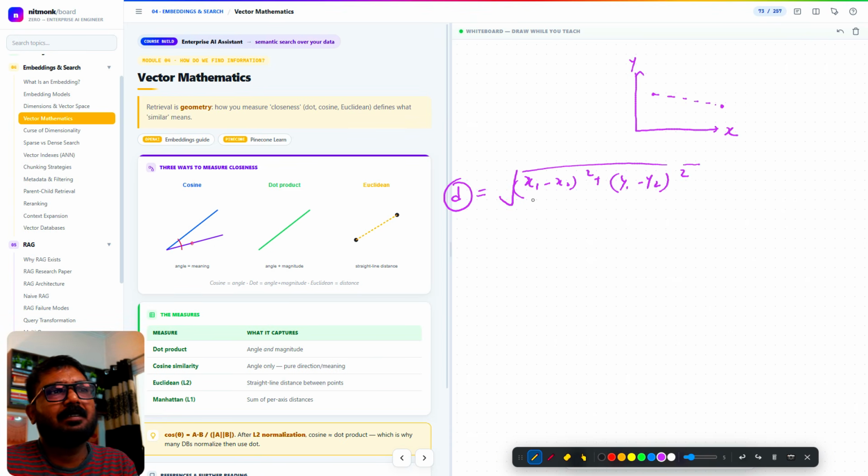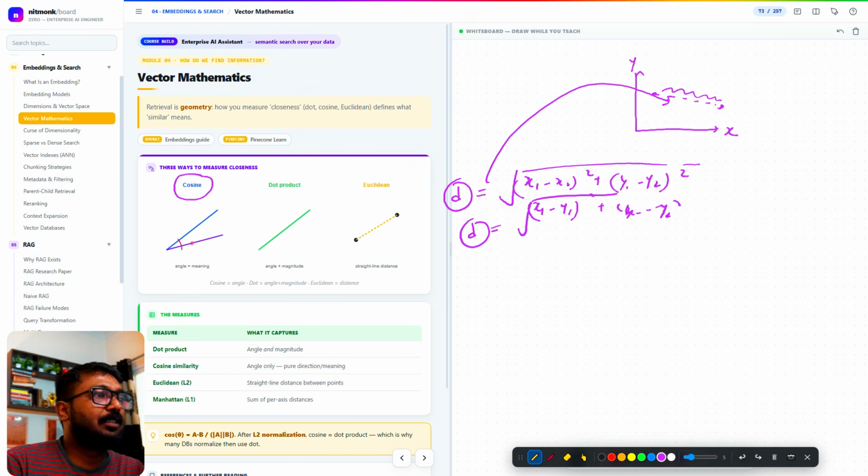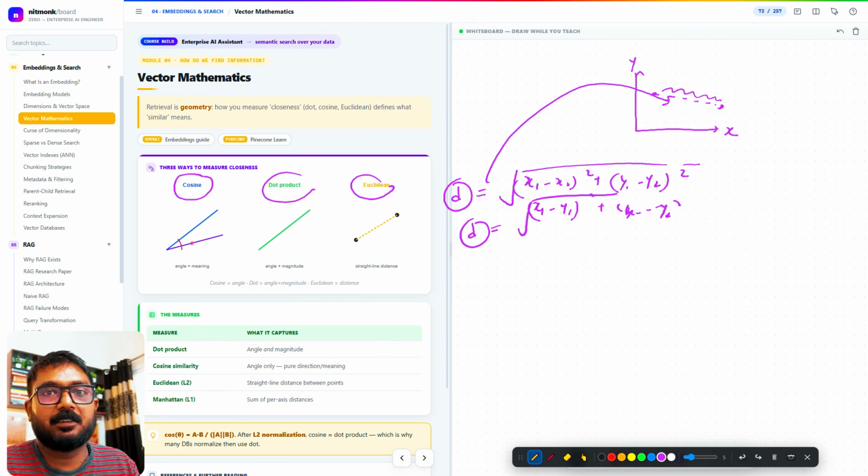I guess it was like (x1 minus y1) whole square plus (x2 minus y2) whole square, under root 2, right? And this was the distance that we used to get for these two vectors. If these distances are closer, it means they are closer. If you apply all these together, cosine, dot product, Euclidean, then you will get more similar vectors closer to each other, and that's how you calculate the similarity.